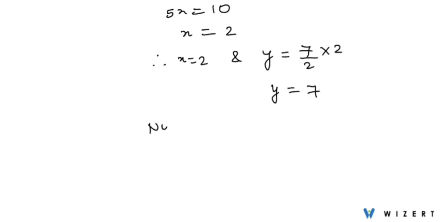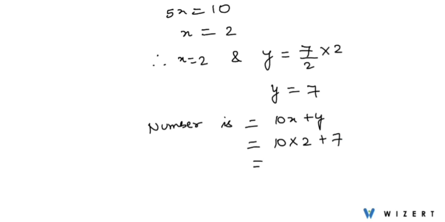So the number is 10x plus y, which was the original number. Let us substitute the value of x as 2 and y as 7. So the final number we get is 27. So this is our answer.